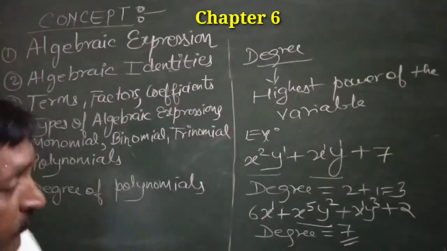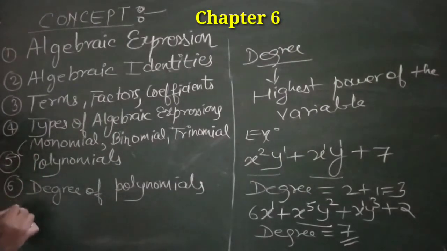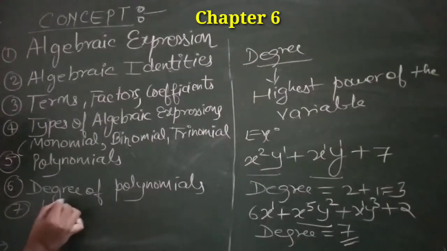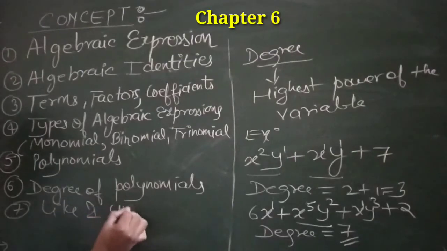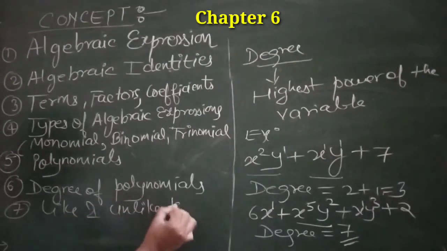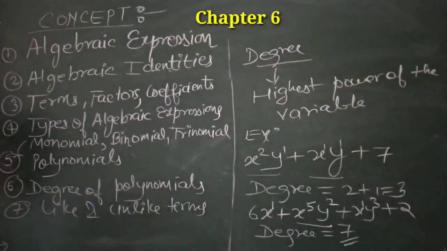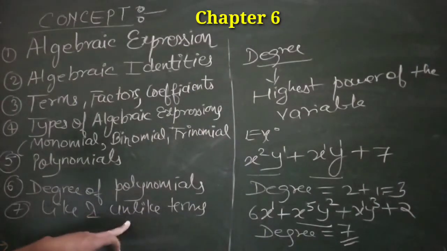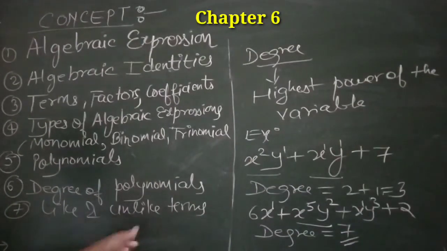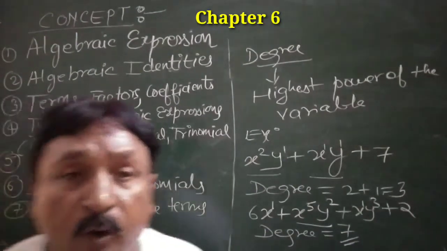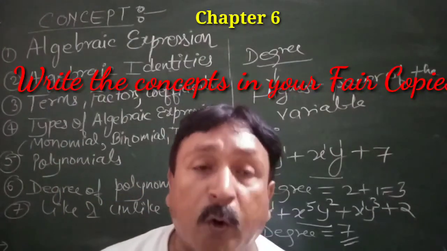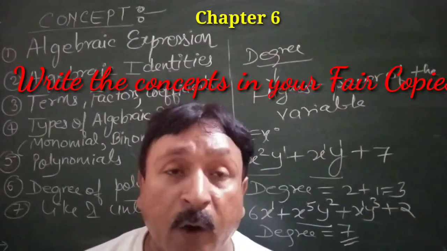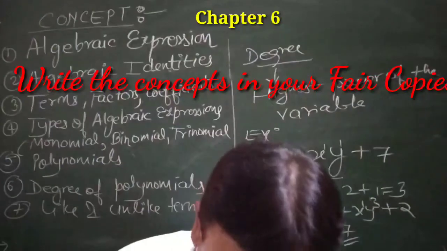One more concept is there: like and unlike terms. The terms which have the same variables are called like terms, and if they have different variables, then they are said to be unlike terms. Okay. So students, I have explained the concept of exercise 6.1. You have to write down the concept of exercise 6.1 in your fair copies.